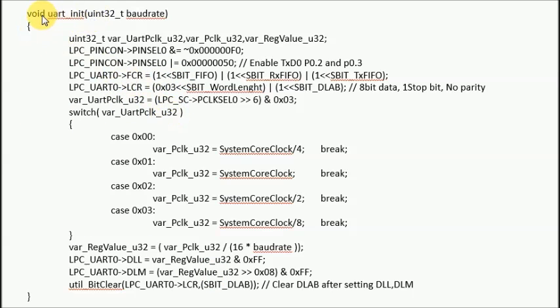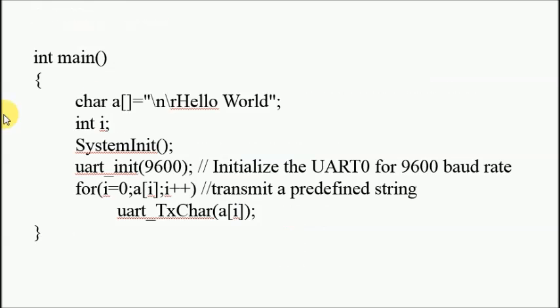Remember this function is called by value. Now go to the main. After execution of this routine, the baud rate is going to be set to 9600. Next there is a for loop, and here we have a transmit part. Here we have to call the UART transmit character.